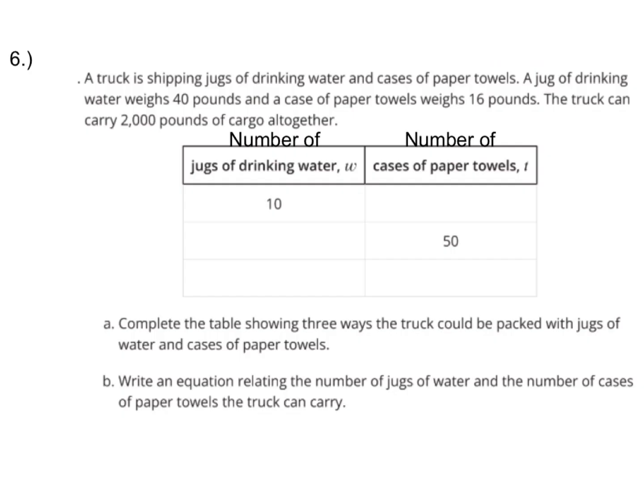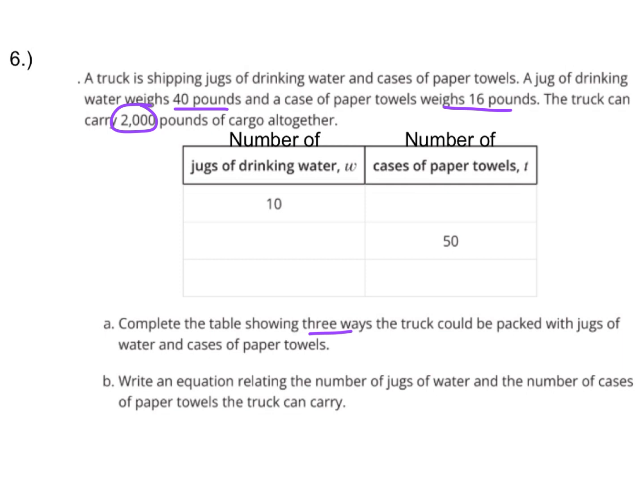Moving on to number 6, it says a truck is shipping jugs of drinking water and cases of paper towels. A jug of drinking water weighs 40 pounds and a case of paper towels weighs 16 pounds. A truck can carry 2,000 pounds all together. So let's complete this table and we'll show 3 ways that the truck could be packed with jugs of water and cases of paper towels.